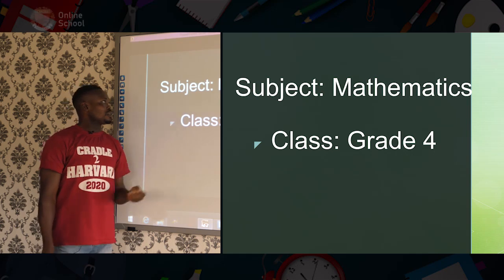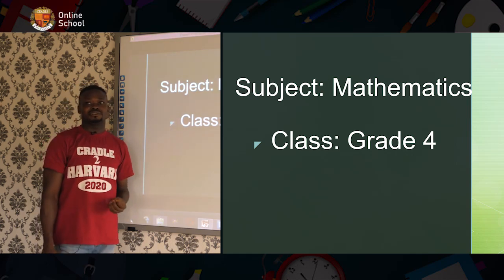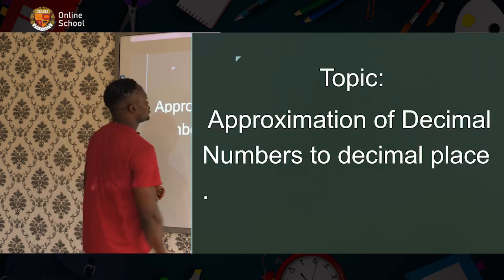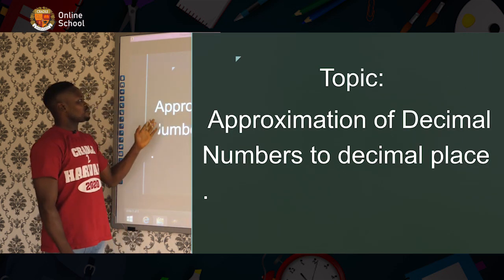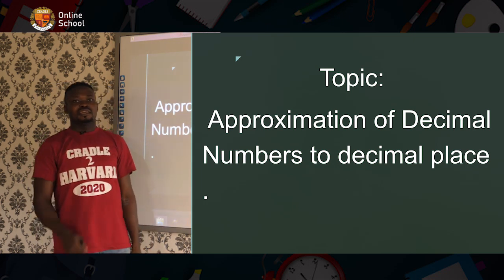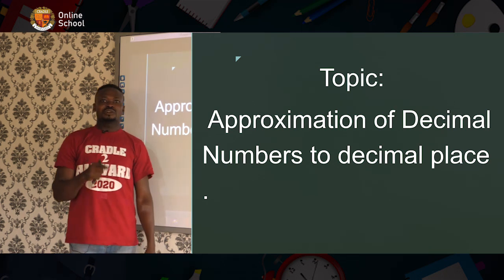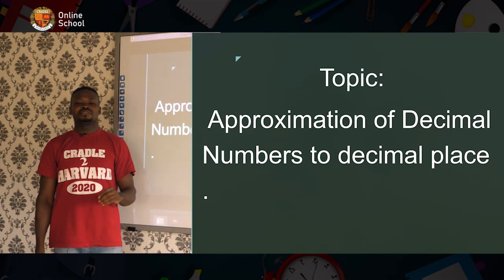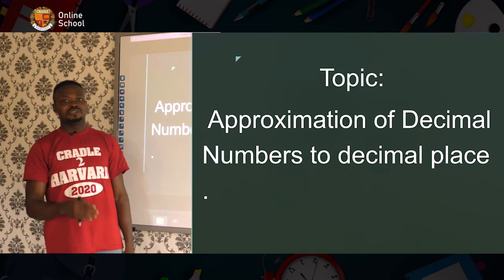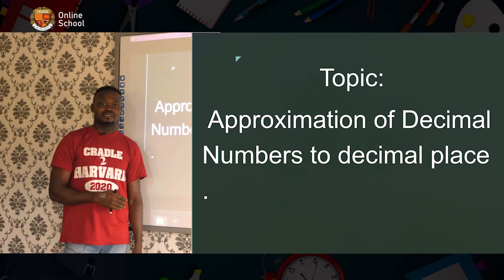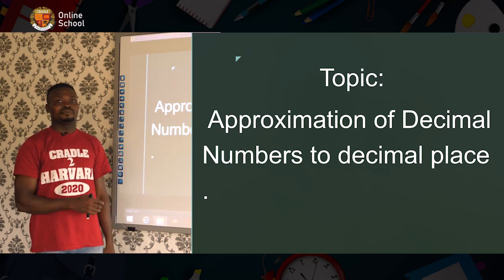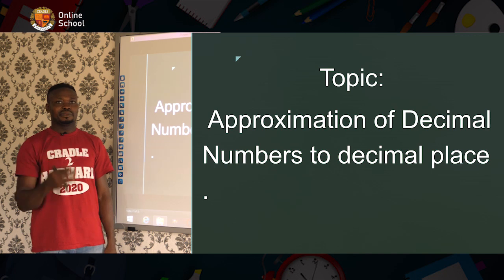Today, we are going to look at the subject mathematics, and it's for grade 4 pupils. We want to look at the topic approximation of decimal numbers to decimal place. In our last class, we talked about how to approximate numbers to the nearest 10, to the nearest 100, and to the nearest thousands. But today, we want to see how we can approximate decimal numbers to decimal place.